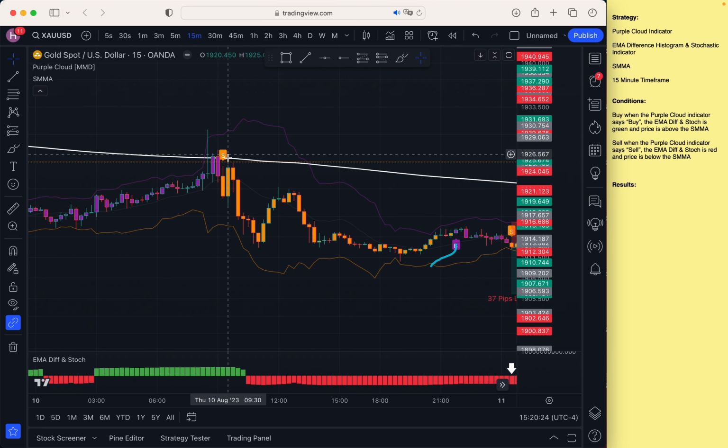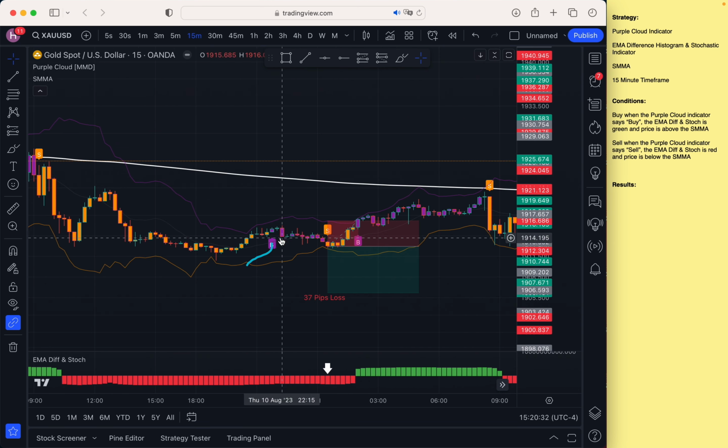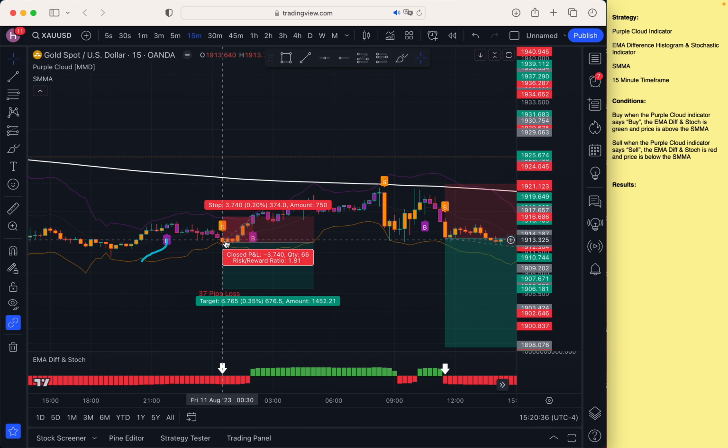Now, if we go again, that one we would have ignored. This one I probably would have ignored just because it's on the smooth moving average. But secondly, we would have ignored it because the histogram is green. This one we would have ignored because it's below the smooth moving average. So here we got a sell that's below the smooth moving average. Histogram is also red. Perfect. So we've taken this trade. Unfortunately, it did hit our stop loss.